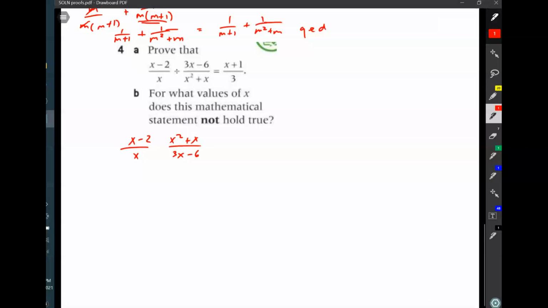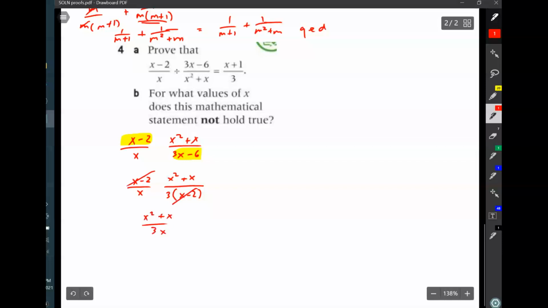What about now? Looks like we might have a common factor here between these two, right? So if we rewrite this, the denominator here could be, we're going to factor out a 3, and then we'll end up with x minus 2 remaining. And then the x minus 2's cancel, right? Then we'll have x squared plus x divided by 3x. And then we're very close to having the right side now.